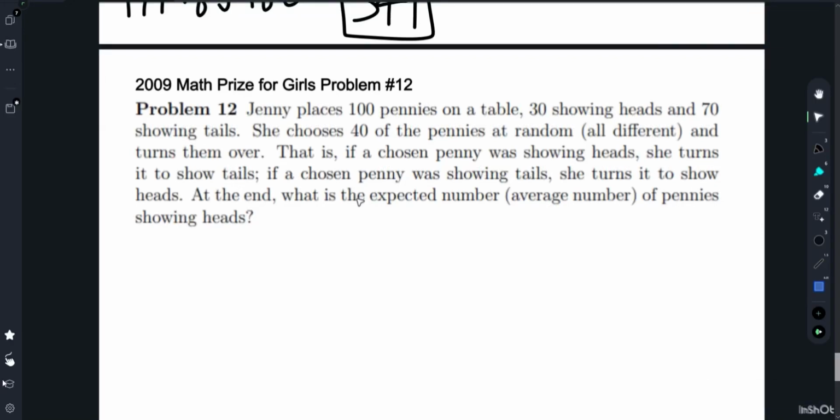Jenny places 100 pennies on the table, 30 showing heads and 70 showing tails. She chooses 40 of the pennies at random and turns them over. That is, if a chosen penny was showing heads, she turns it to show tails. If a chosen penny was showing tails, she turns it to show heads. At the end, what is the expected number of pennies showing heads?